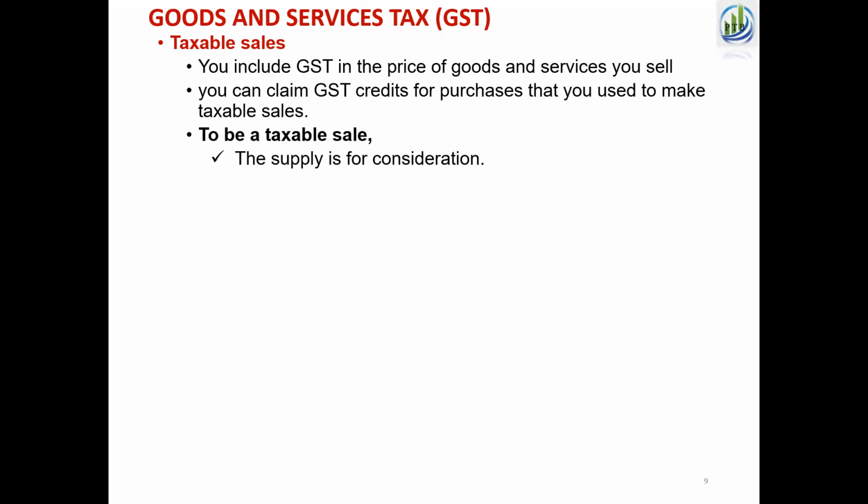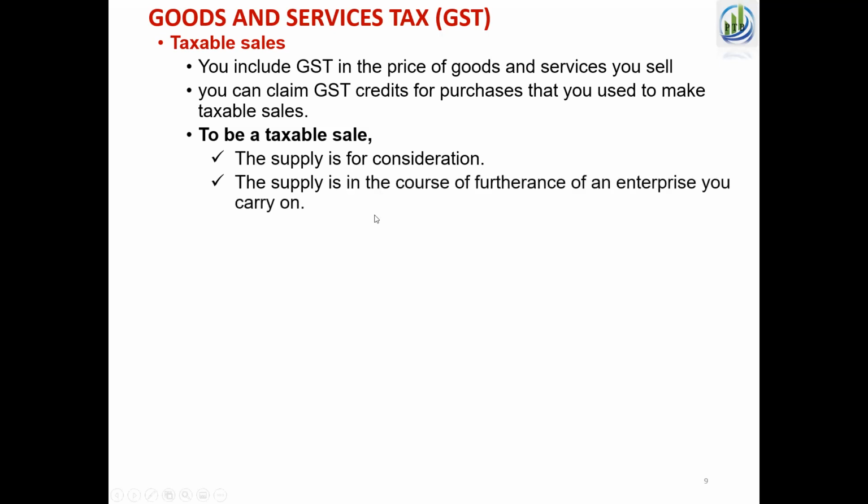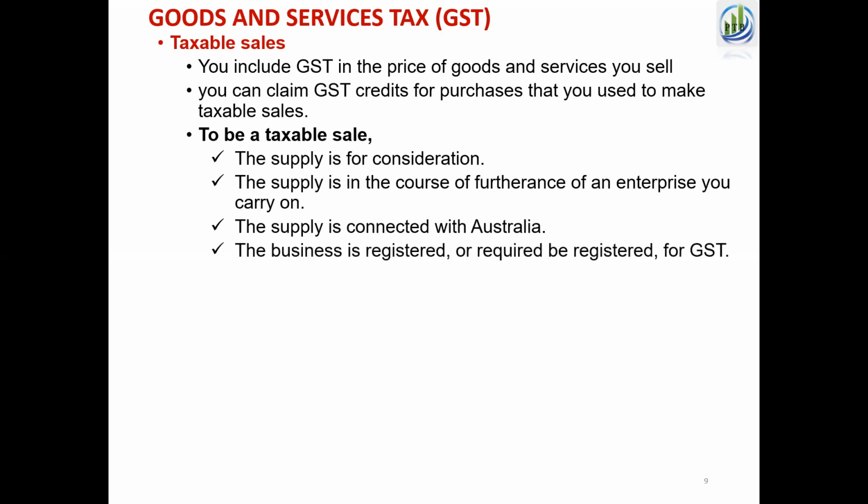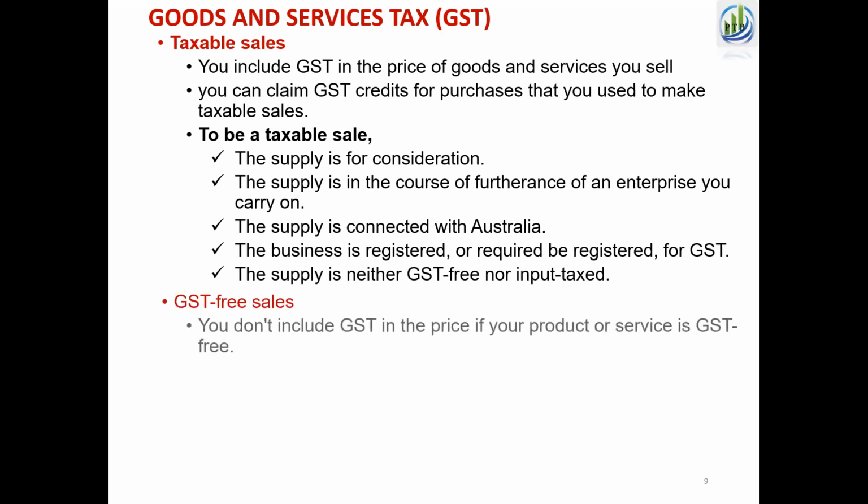And second, it should be connected with Australia, right? It should be connected with the business you run. If it's your personal product, you are not going to charge the GST. But if you're doing business, we can charge GST on taxable sales, and it should be connected with Australia. If it's not connected with Australia, it's GST free. The business should be registered for GST, and the supply should be neither GST free nor input taxed. Now, working out all the products which are taxable sales is very hard, so we will see how we are going to work it out.